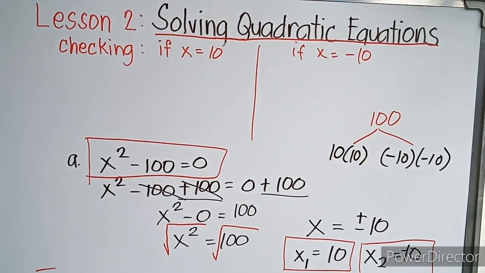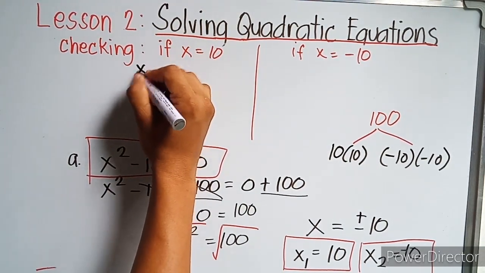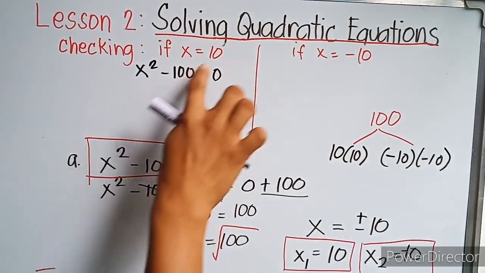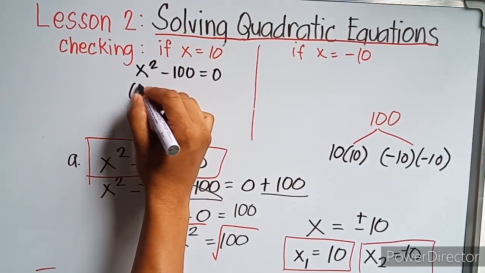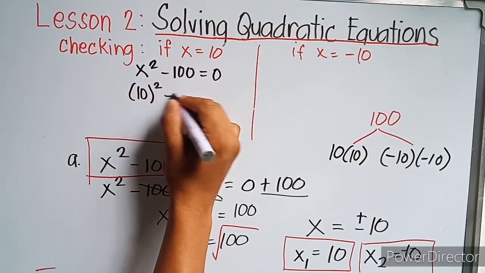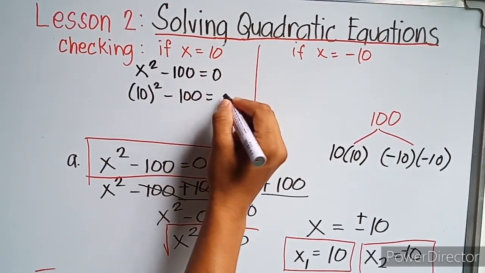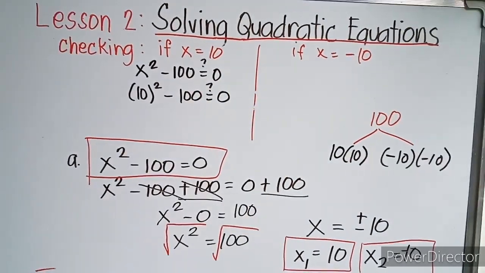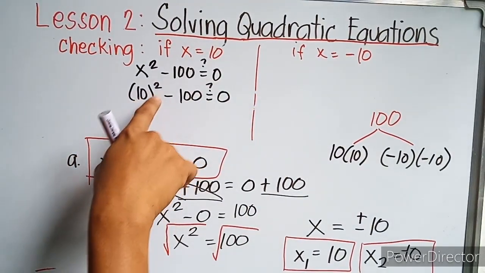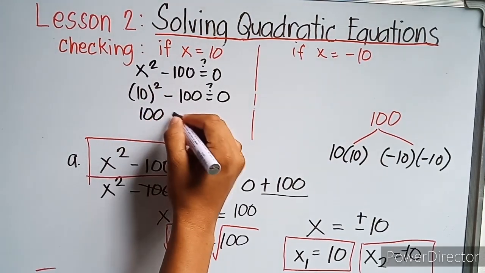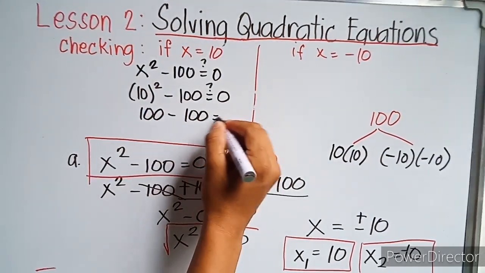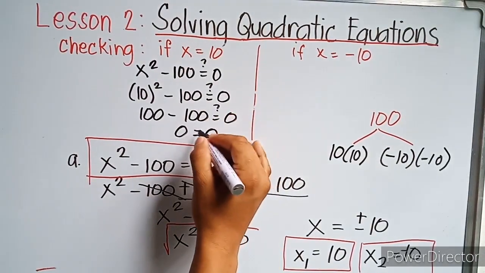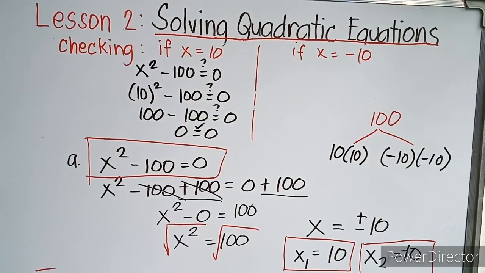Okay. So, original equation, x squared minus 100 equals 0. If x is 10, magiging siya 10 squared minus 100 equals 0. Ito ay equation or question mark? Then, what is 10 squared? 10 times 10, 100 minus 100 equals 0. So, 0 equals 0. As you can see, 10 is a solution.